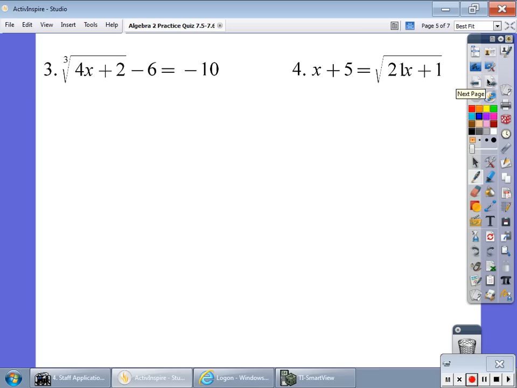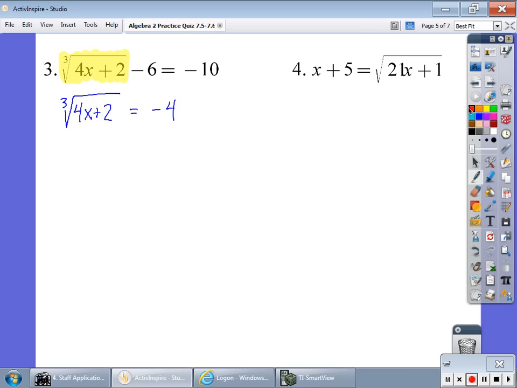Okay, so now we have the cube root of 4x plus 2, minus 6, is equal to negative 10. Again, you're trying to isolate your radicals, so I want to get this all by itself first. So I need to move the minus 6. I'm going to add 6 to both sides. We get the cube root of 4x plus 2 equals negative 4.